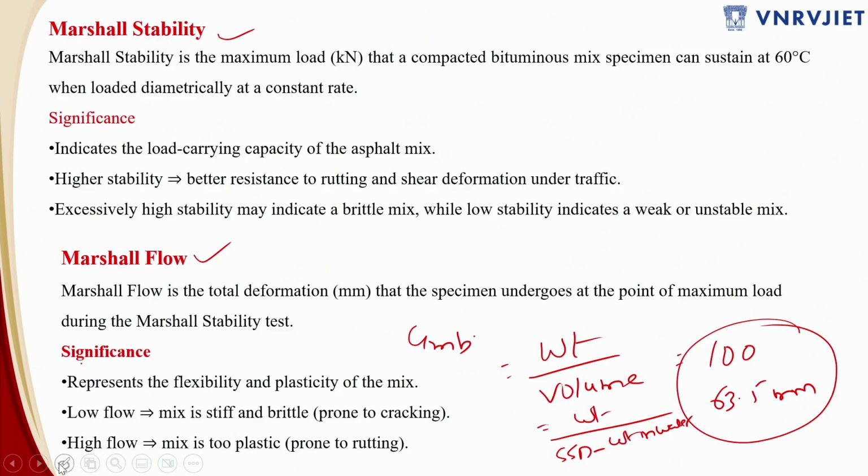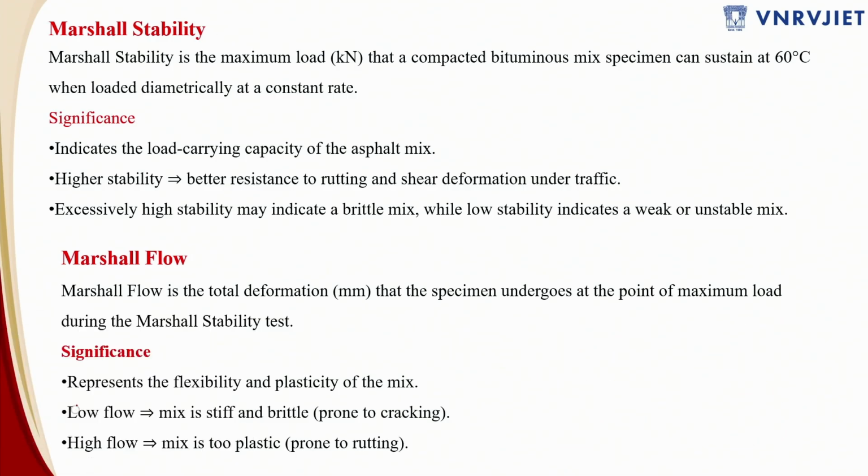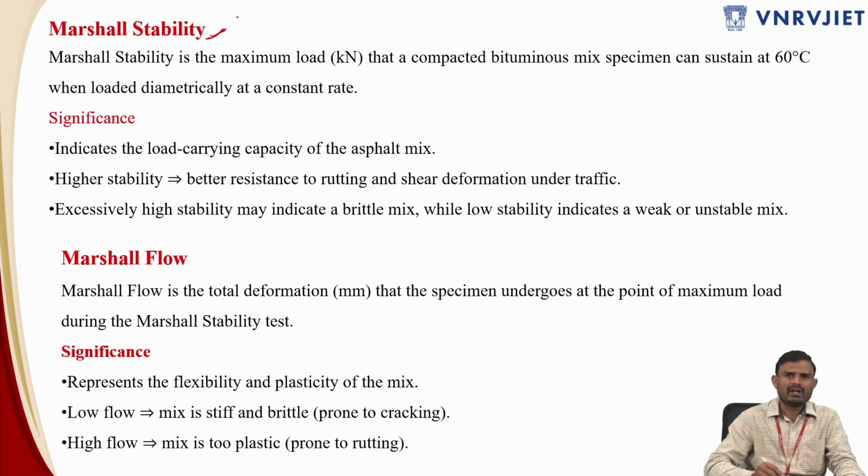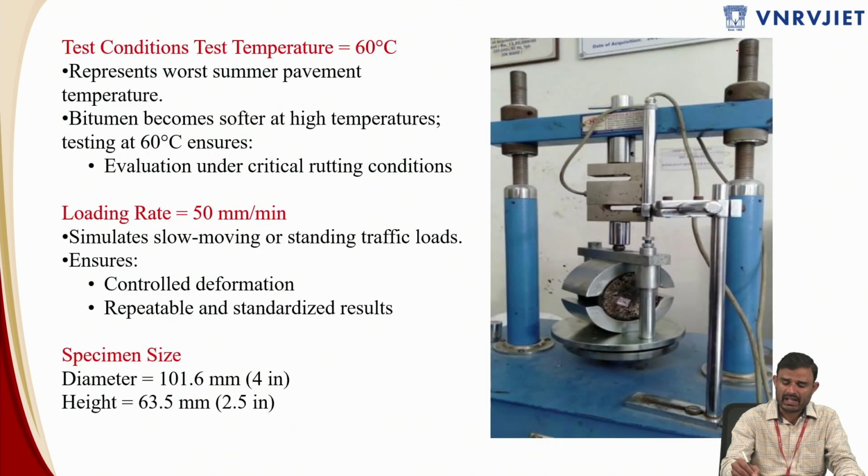You are going to get GMB like this. Two methods are there: one is the weight by volume relation, and the other is from weight in air, saturated surface dry weight, and weight in water. That is very important. For some samples you have calculated Marshall properties like volumetric properties, and then you are also required to conduct Marshall stability and Marshall flow. So this is the machine which I have over here.